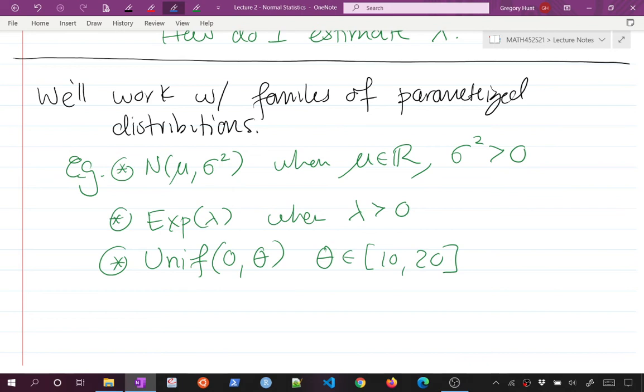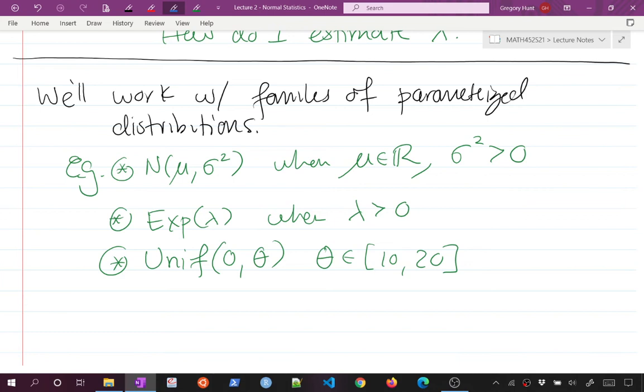Maybe the parameters are slopes in a regression. So regression can be cast as basically an estimation problem. Maybe they are probabilities in some machine learning algorithm that can be cast as an estimation problem.